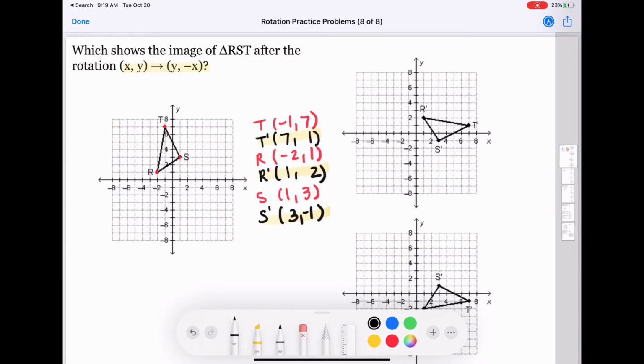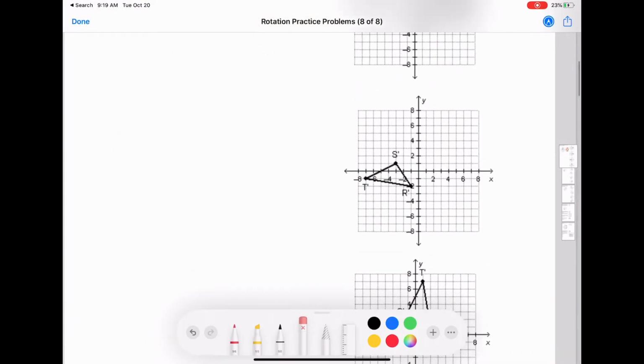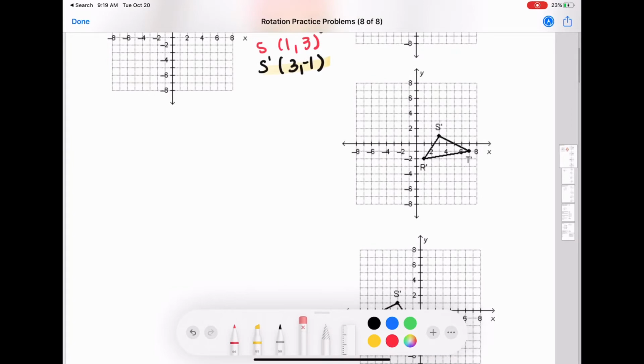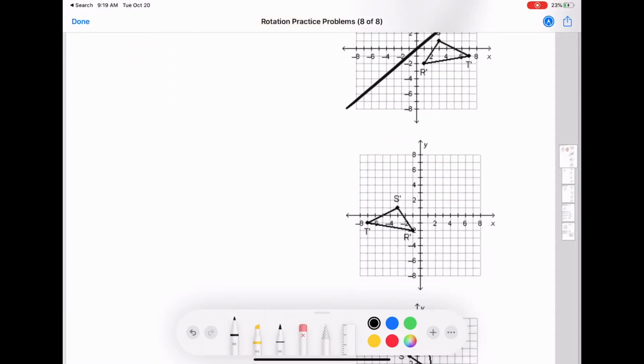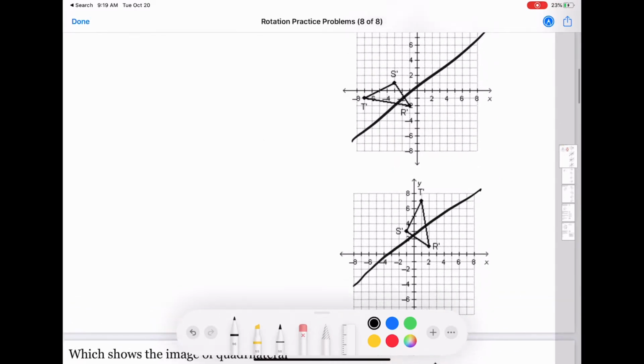Well, let's map our T's on all these different images to find out which of these would show the image after that rotation. So we're looking for T at 7 and 1. Here we have T at 7 and 1, so that is correct. Let's check the next one. Here we have T, it's not at 7 and 1, so that will not be our answer choice. Here we have T, but not at 7 and 1, so that's not our answer choice. And here we have T, again, not at 7 and 1, so that won't be an answer choice.